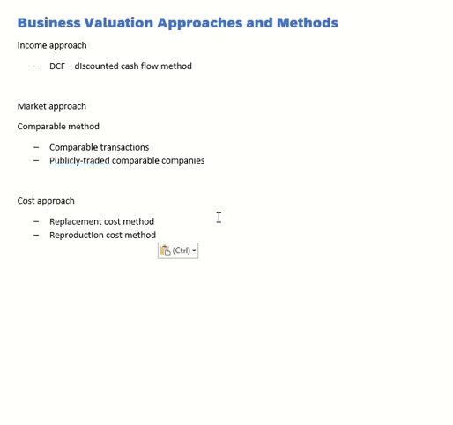The reproduction cost method is basically considering how much cost we need to spend to recreate the asset, say, construct the asset from scratch. So basically, that is the reproduction cost method. As you can see, all the methods under the cost approach look from a cost perspective at how much we need to spend to recreate or reproduce the assets.